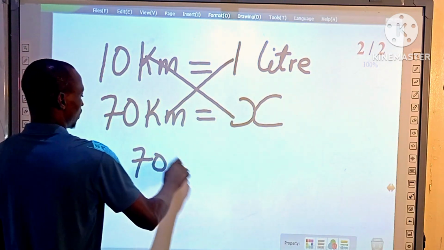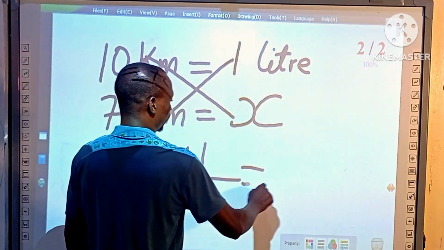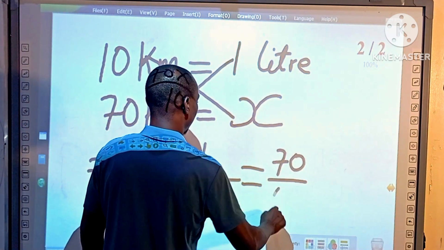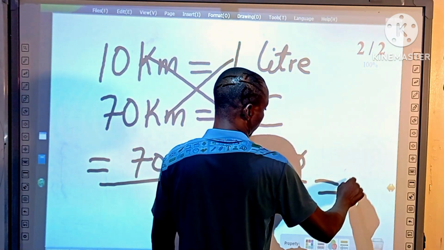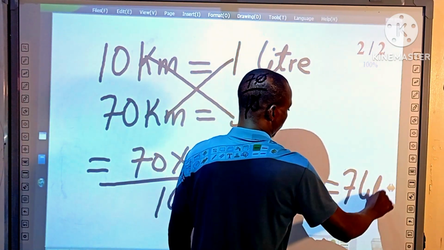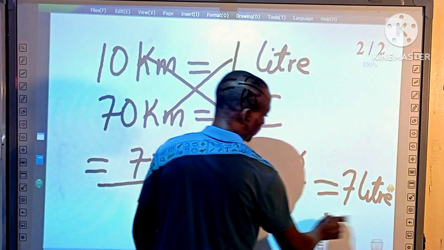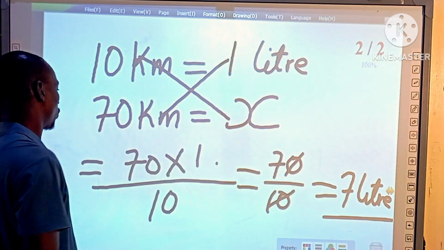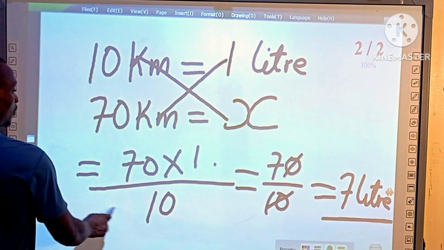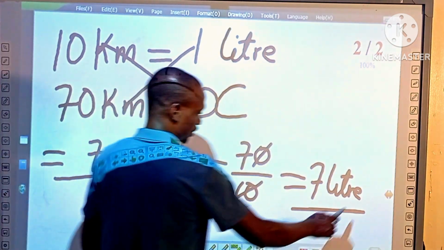So we have 70 times 1 all over 10, which simply gives us 70 over 10. So what we have left is 7. So the journey will take 7 liters of petrol. Maths is easy peasy, lemon squeezy, pizza cheesy, Mr. Austin's okra soup. So that's our answer.